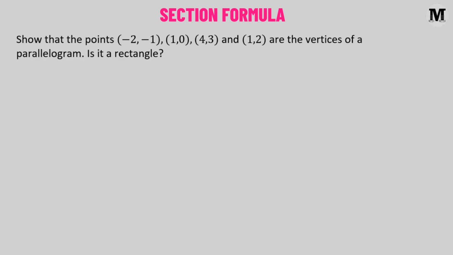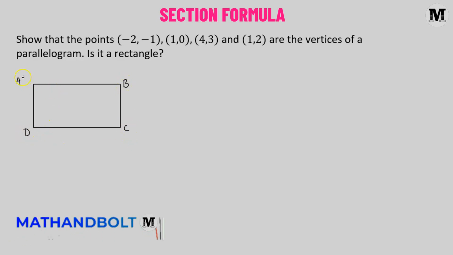We need to show that the following 4 points are the vertices of a parallelogram, and subsequently we need to check whether it is a rectangle or not. So let us begin by considering a parallelogram. Here we have the vertices given by A, B, C and D.